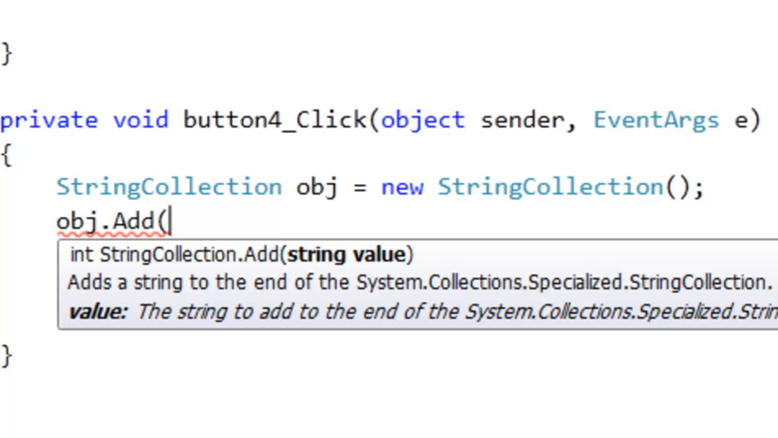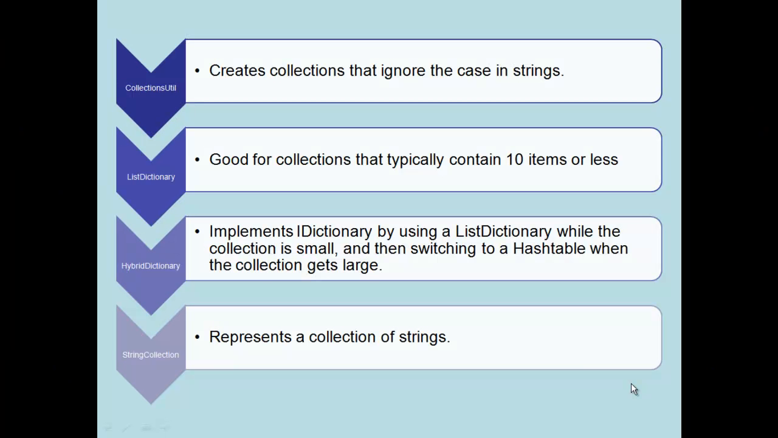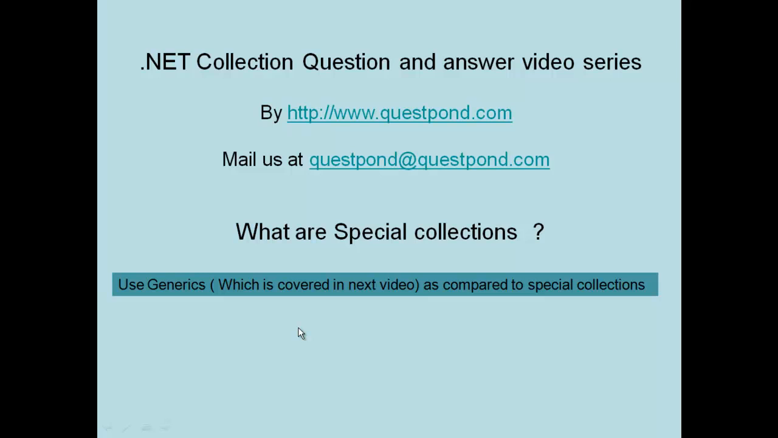So in case you are looking at a strongly typed string collection, then definitely the StringCollection class is worth looking at. So that brings us to the end of the special collection discussion. We talked about collection util, we talked about list dictionary, we talked about hybrid dictionary, and finally we talked about the strongly typed string collection, that is the string collection. Now, as we said previously, special collections should be avoided as far as possible. Why? Because the better way of doing things is by using generic collections. So in the next video we'll talk about generics, and we'll see what generic collections are.